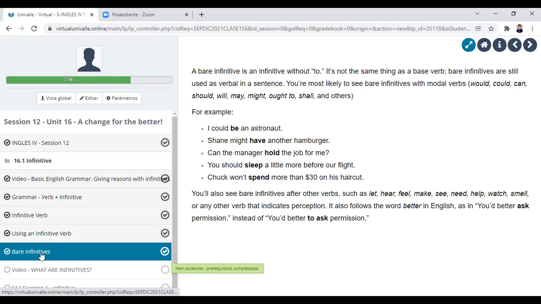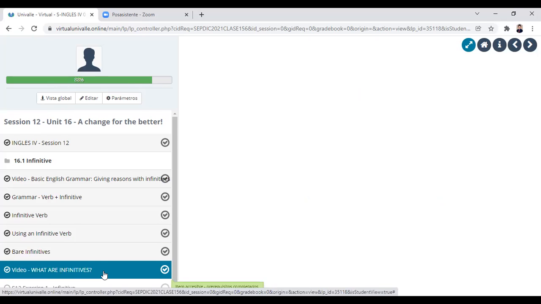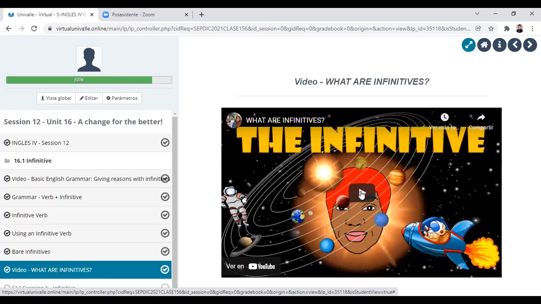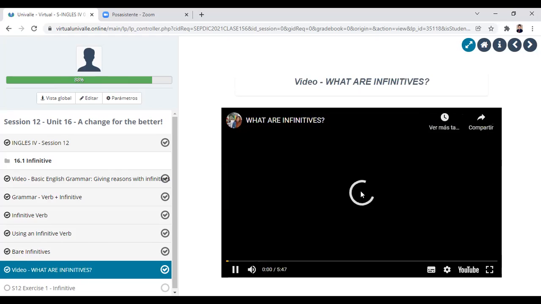You'll also see bare infinitives after other verbs such as let, hear, feel, make, see, need, help, watch, smell, or any other verb that indicates perception. It also follows the word better in English, as in you better ask permission instead of you better to ask permission. Also, we have another video tutorial, what are infinitives? And at the end, you will have an evaluated exercise.